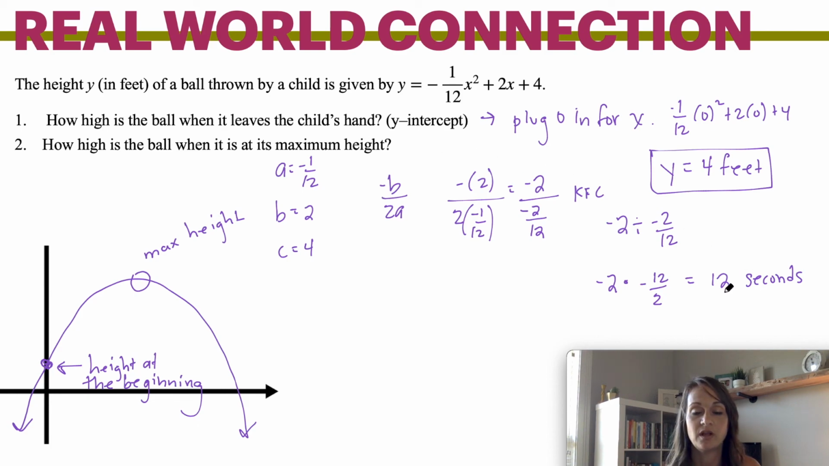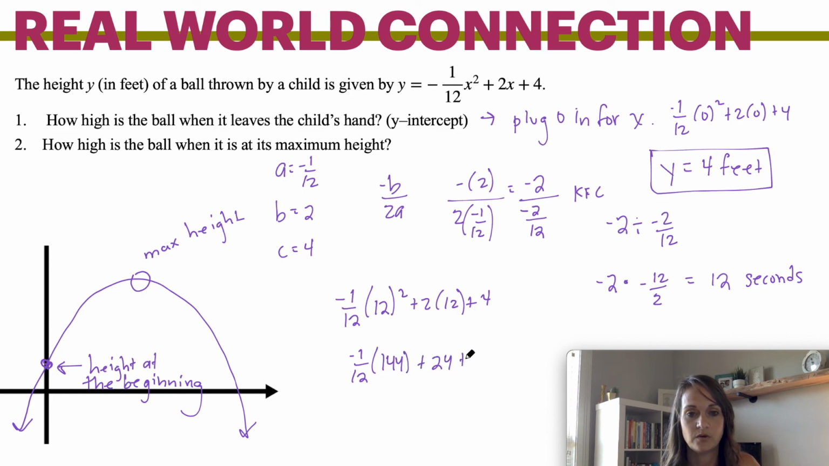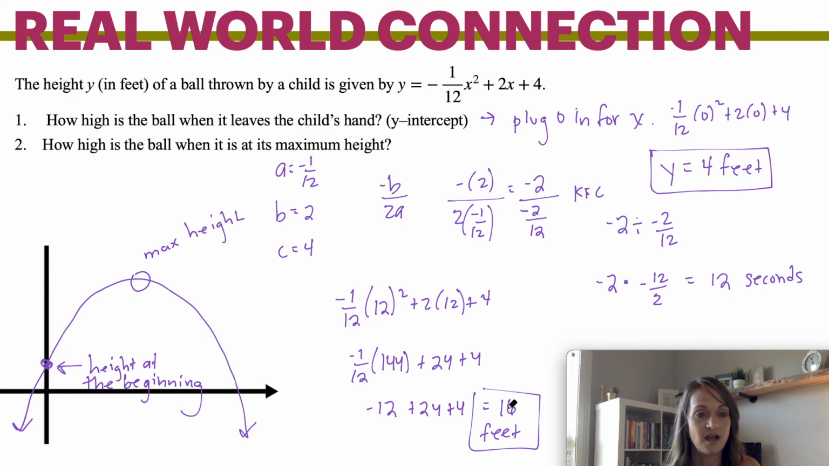So what we do is we plug 12 back into our equation, so we'll get negative 1/12 times 12 squared plus 2 times 12 plus 4. So we get negative 1/12 times 144 plus 24 plus 4. Negative 1/12 times 144 is negative 12 plus 24 plus 4, which will give us 16. So therefore, we know that after 12 seconds, the max height is going to be 16 feet.